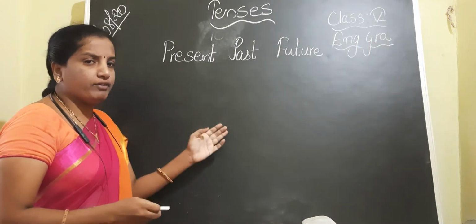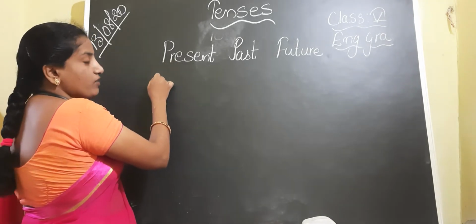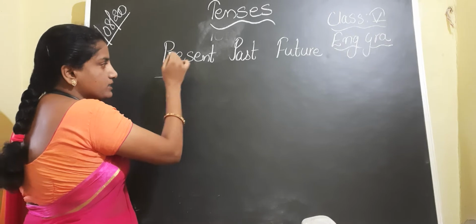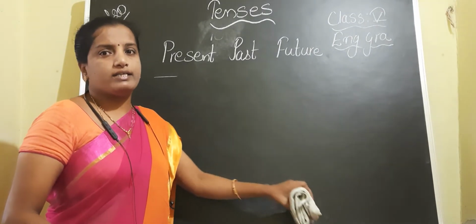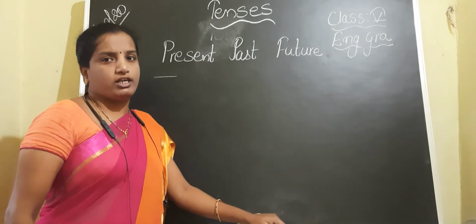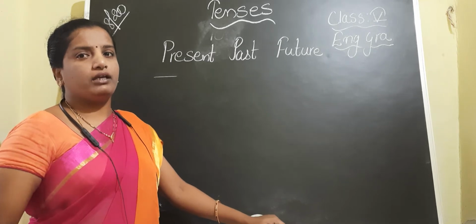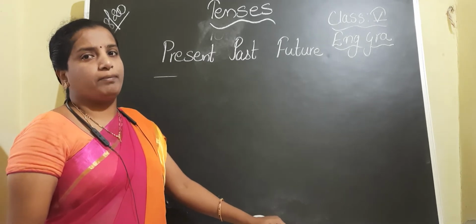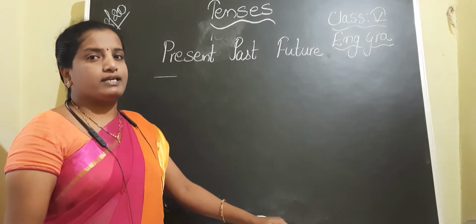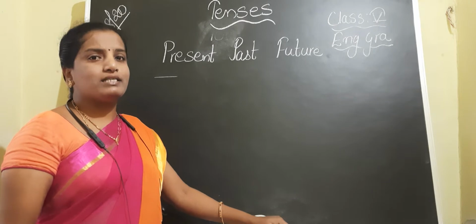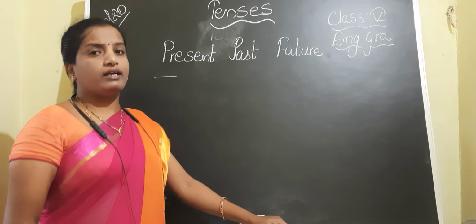And according to the work done, further these are divided into four parts each. First one, simple present, simple past, simple future. Second one, present continuous, past continuous, future continuous. And third one, perfect: present perfect, past perfect, future perfect. And the last one, perfect continuous tense: present perfect continuous, past perfect continuous, and future perfect continuous.